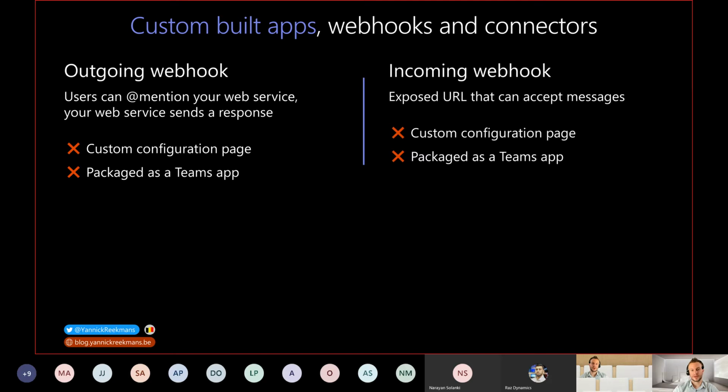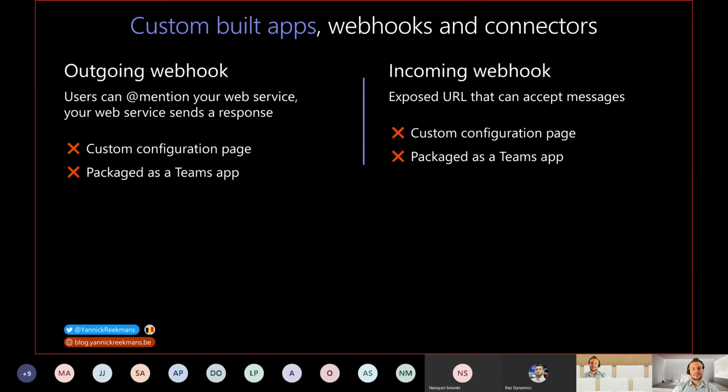The other option is an incoming webhook. And that's where you go into the Microsoft Teams client and you create an incoming webhook, and then Teams will create a URL that's exposed to the internet and where your application can send information. So it's an exposed URL that accepts messages. So your application just sends a payload, for example, an adaptive card to that incoming webhook, and then Teams will just render it inside the UI.